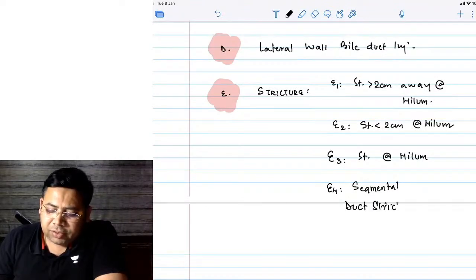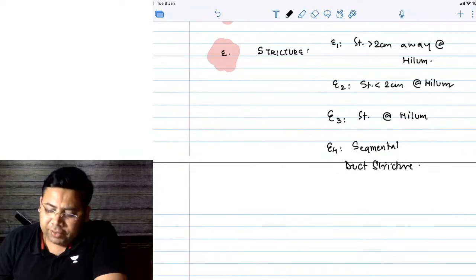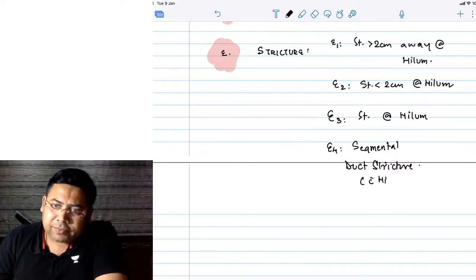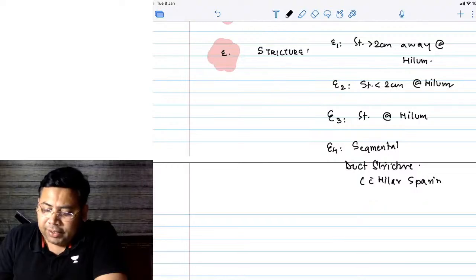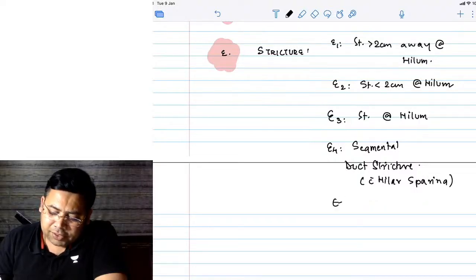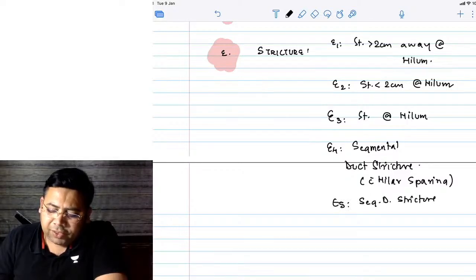Without involvement of the hilum, so with hilar sparing. And E5 is defined as segmental duct stricture with involvement of the hilum, with hilum involved.